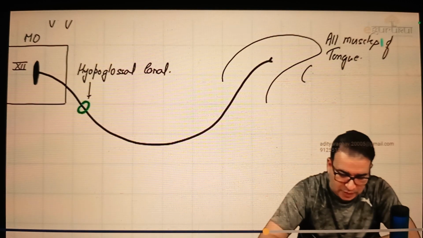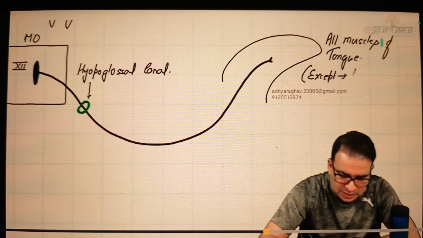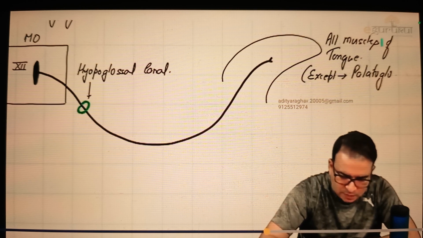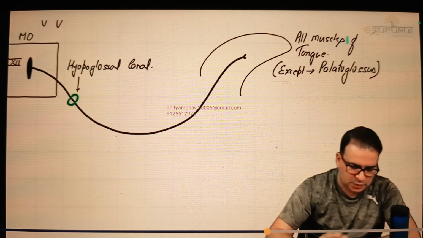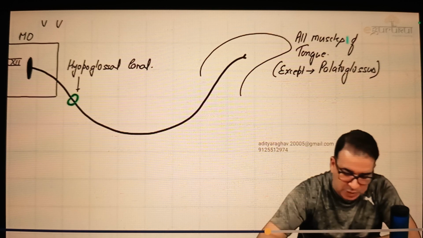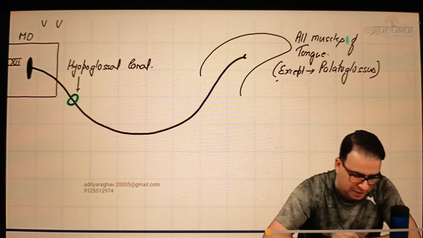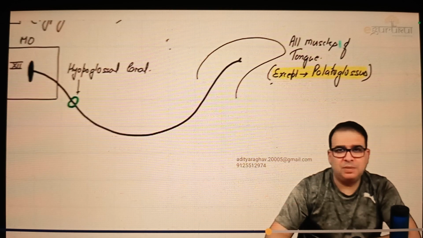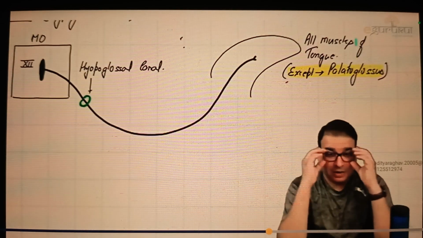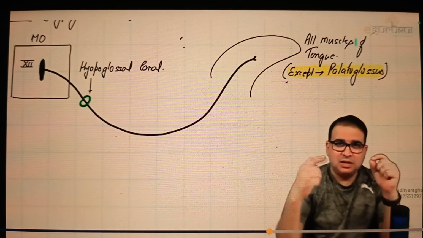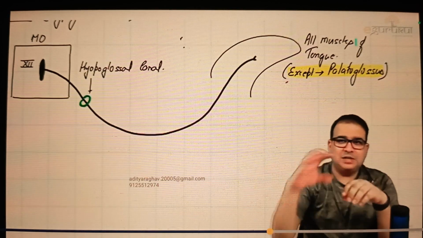All the muscles of the tongue except one. Exceptions are always there. Except one muscle, and that muscle is called the palatoglossus. This is very important. There is just one muscle of the tongue which is not supplied by the hypoglossal nerve, and that muscle is the palatoglossus. Why not palatoglossus? Because the name says palatoglossus, it is a muscle of the palate also. The muscle actually comes from the palate and then to the tongue. So it is a common muscle.